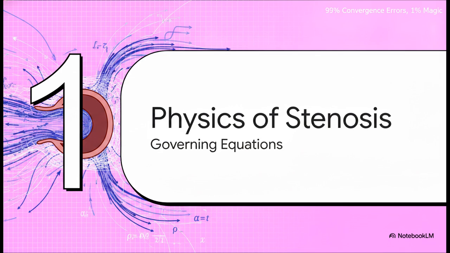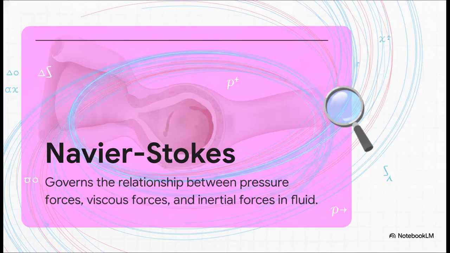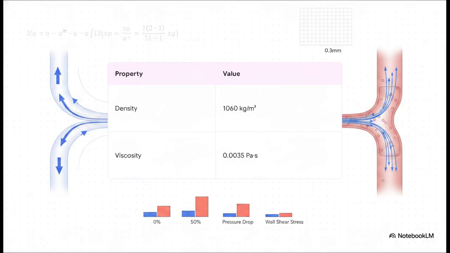All right, Section 1. The physics of arterial stenosis. So the absolute bedrock of our entire simulation rests upon the Navier-Stokes and continuity equations. Think about it. The continuity equation basically says that the mass entering a control volume has to equal the mass exiting it. When an artery narrows, the flow area decreases. So to keep that mass constant, the math literally dictates that the blood has to accelerate to compensate for that reduced lumen diameter.